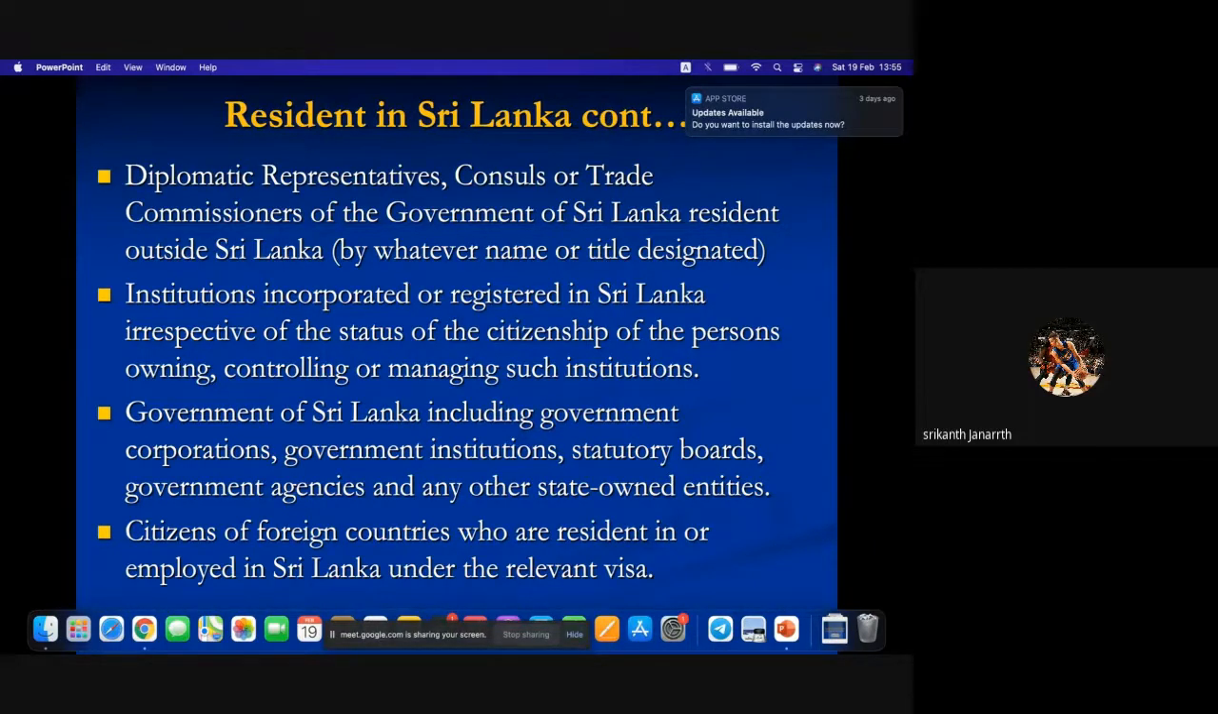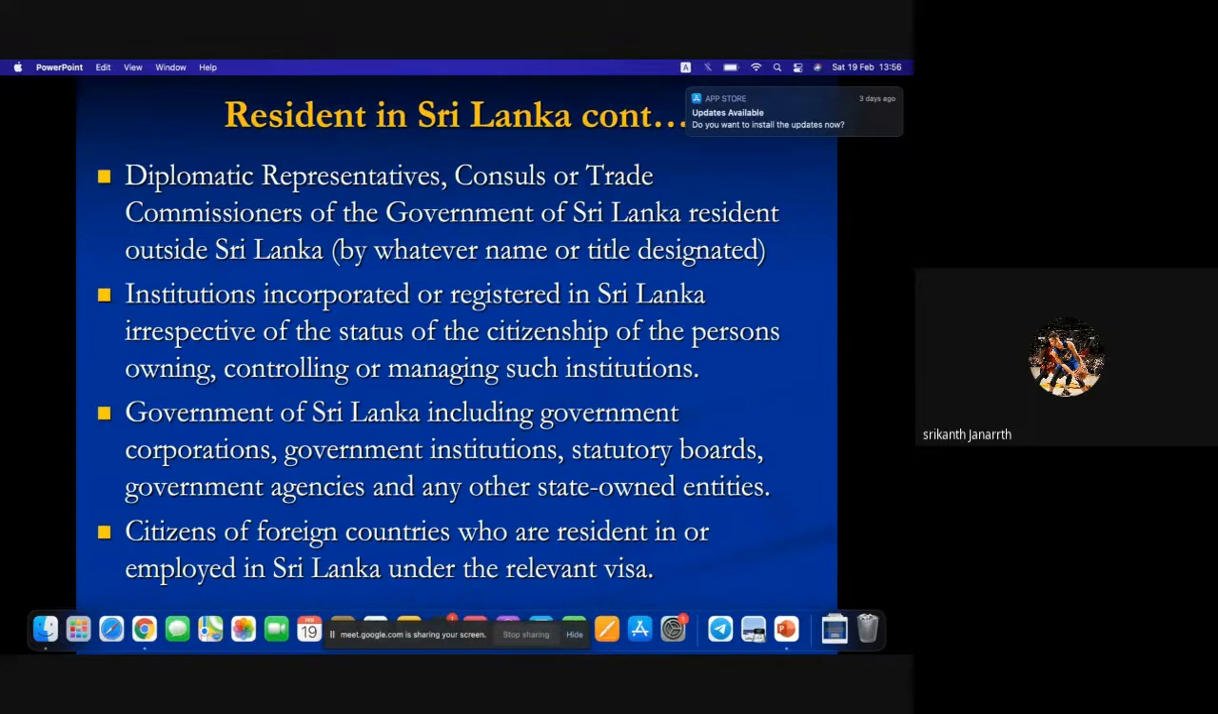So say a Sri Lankan High Commissioner sitting in India, or a trade ambassador from Sri Lanka representing in Japan, a Sri Lankan consul in Dubai. All these names suggest diplomatic, consul of trade, commissioner, all representing the government. Those people carry whatever title when they are resident outside Sri Lanka.